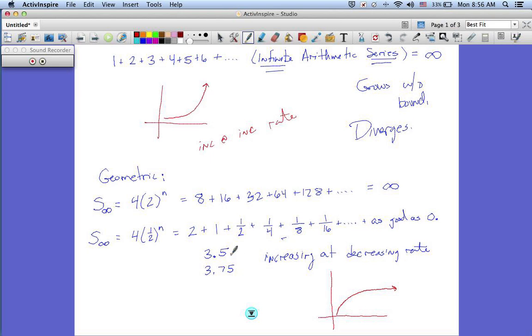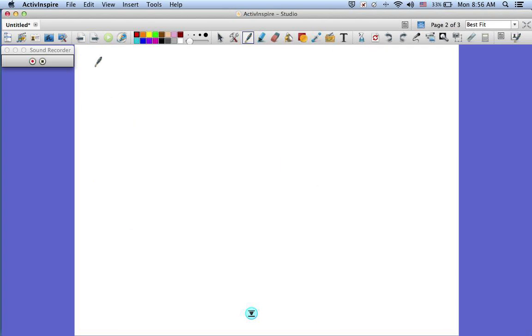Okay, so this one will actually head towards a number. It will converge on a number, and let's find out what that number is. I'm going to jump to the next page. We have 4 times 1/2 to the n.